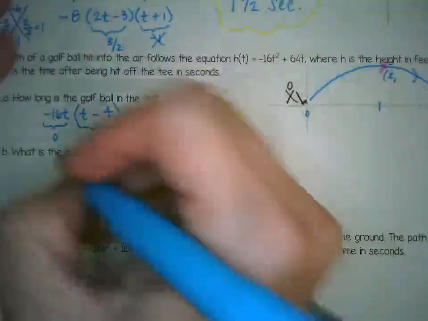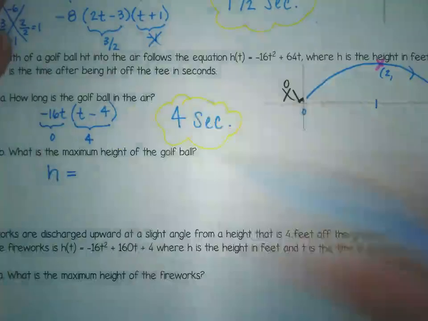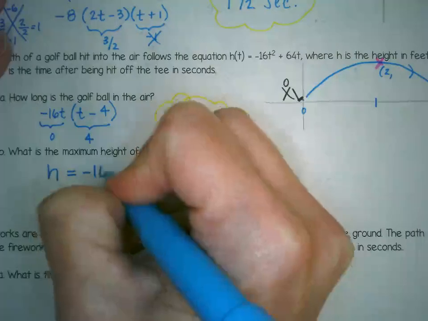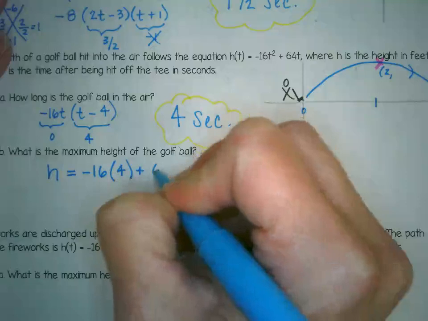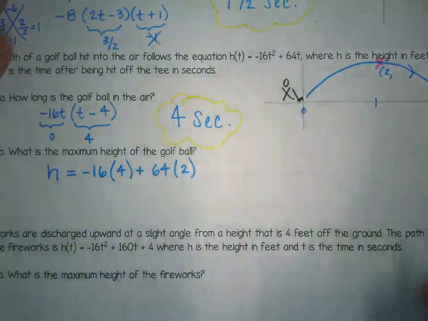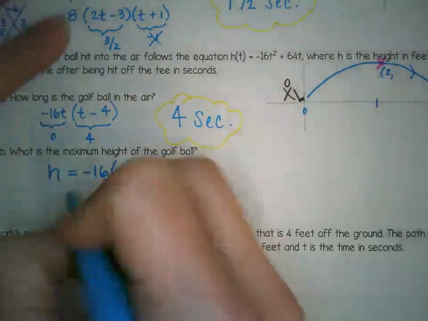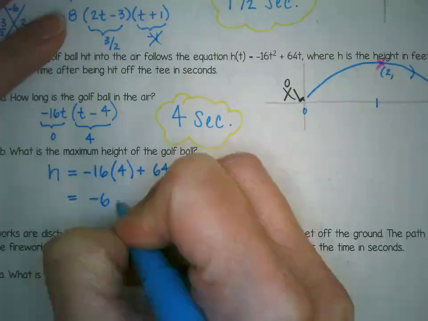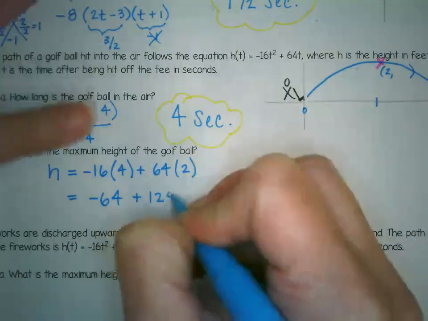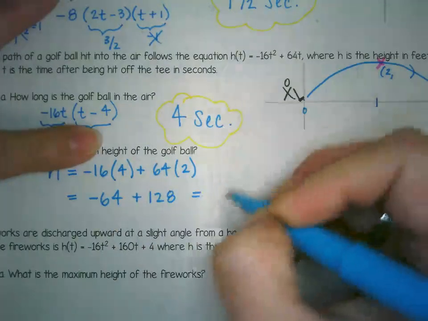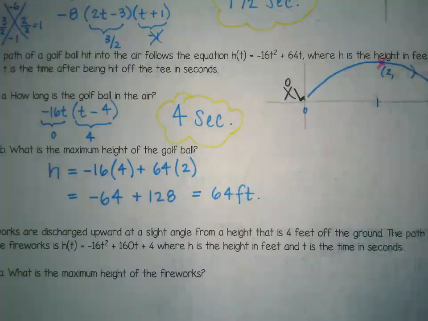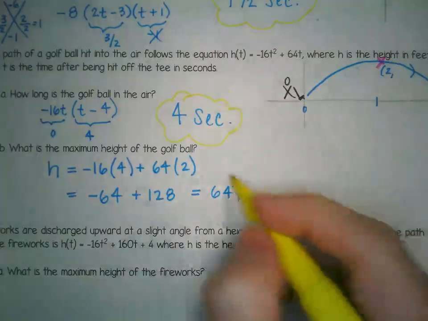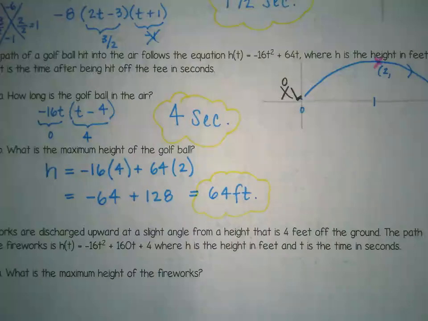All right, now to figure out the height, I need to fill in 2 into the equation. So my height is going to be negative 16 times 4 plus 64 times 2. All right, so this is negative 64. This is positive 128. So I'm getting 64 feet. So the maximum height of the golf ball was 64 feet.